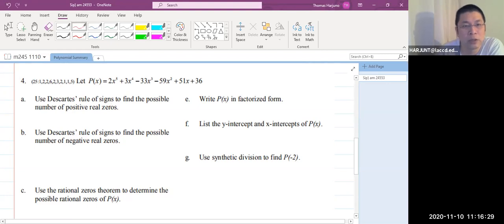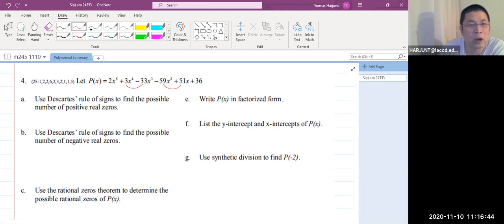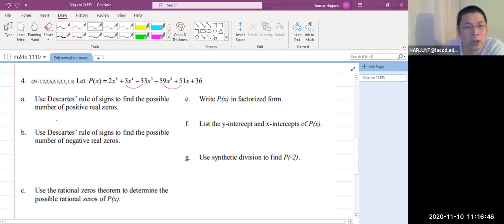Positive real zeros, Descartes' rule of signs: we need to see how many times the sign of the coefficient changes to find the number of variations of signs. Okay, and here you see that there are only 2 variations of signs. So there will be 2 or no positive zeros. That's for the positive real zeros.